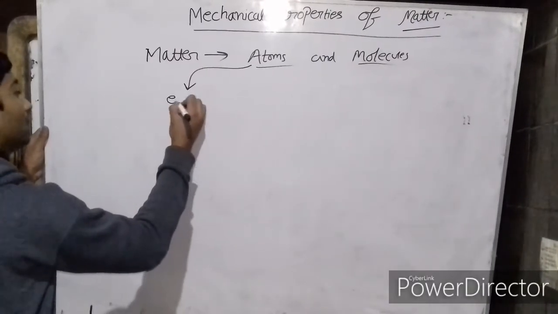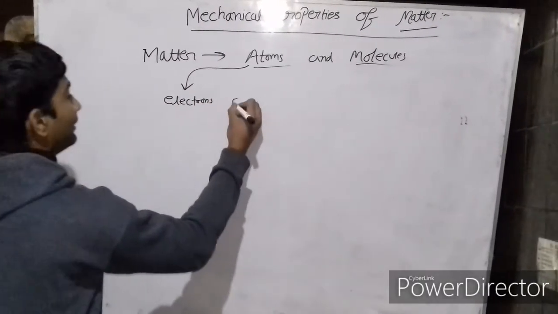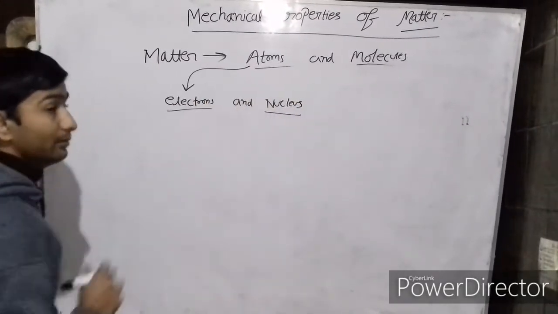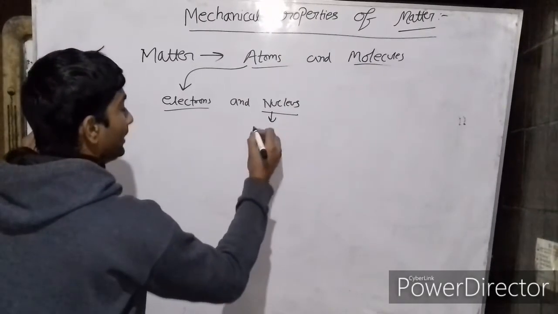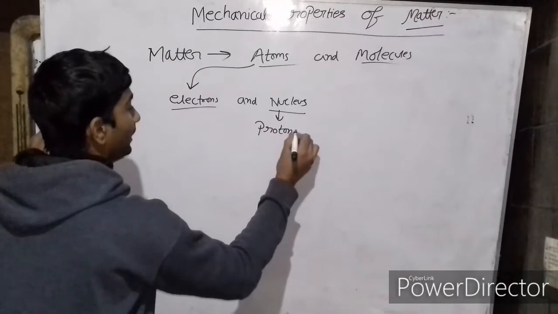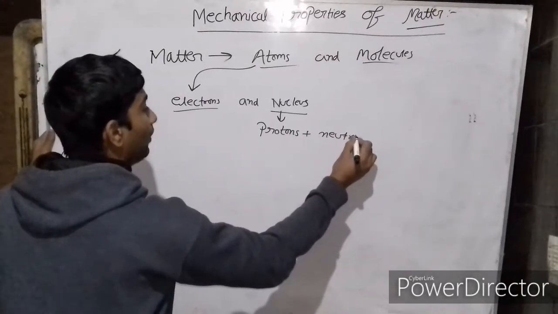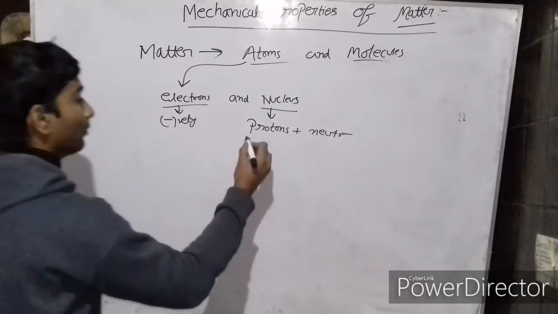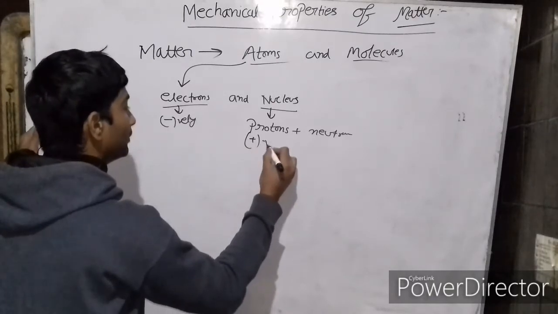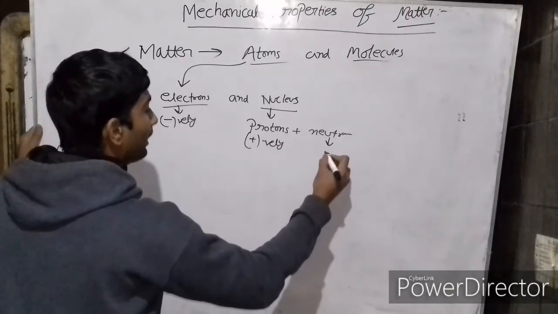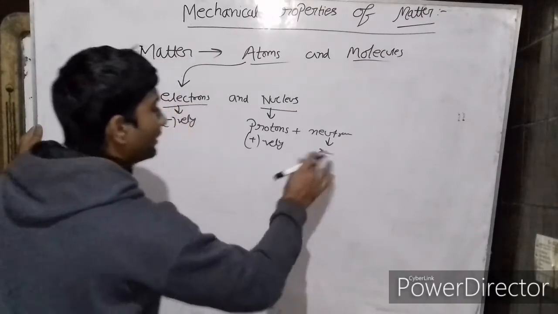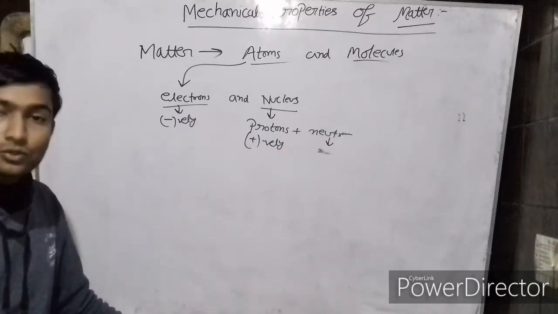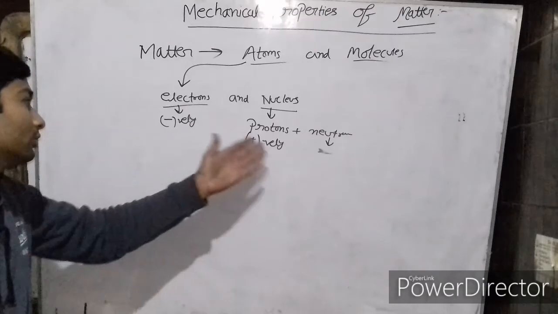Atoms are made up of electrons and a nucleus. The nucleus is made up of protons and neutrons. You all know about this. Electrons are negatively charged, protons are positively charged, and neutrons are neutral in nature, and therefore they have that name. Neutrons have no charge, while electrons and protons have charge.